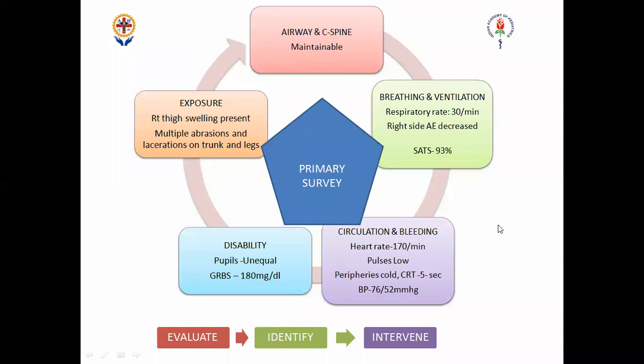So what do you want to do? Air entry is decreased and this is a resonant note on the right side. So what do you have to do? Needle. You can do needle thoracostomy or you can go for ICD insertion. And so we look for improvement.